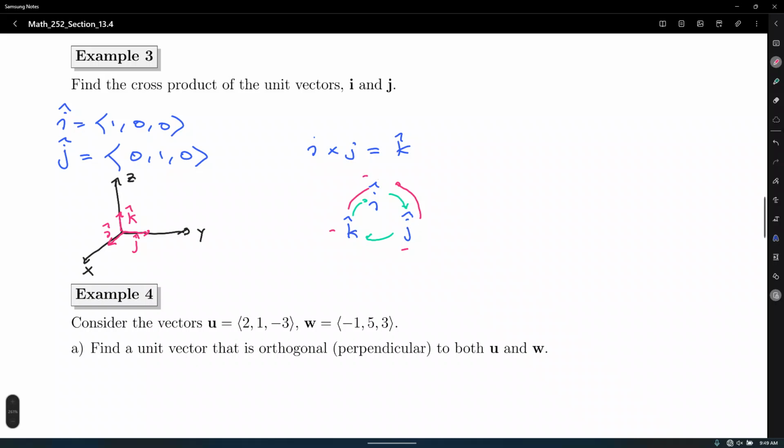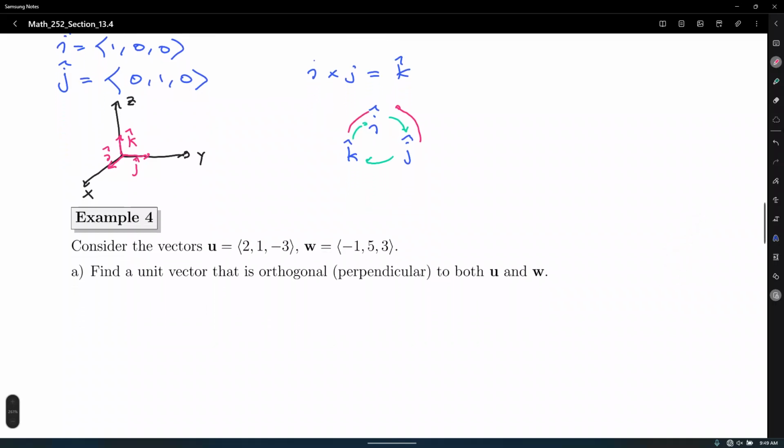So if you multiply the vectors in the clockwise direction, you get the next letter in the triangle with a positive sign. If you multiply them in the counterclockwise direction, you will get the next letter in the triangle, but with the opposite sign, negative. All right.